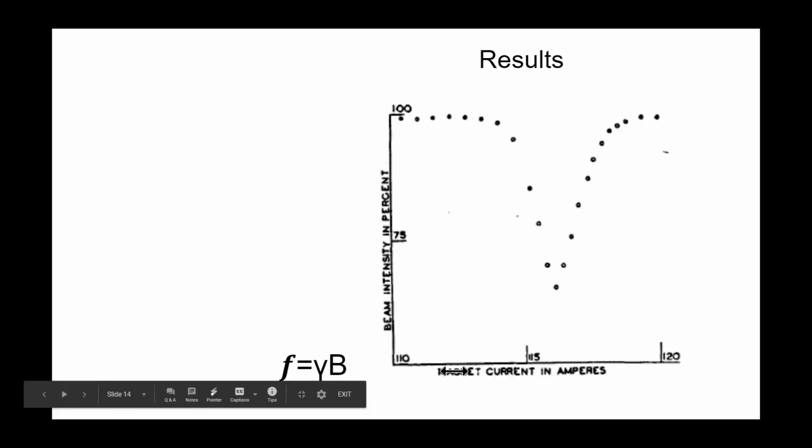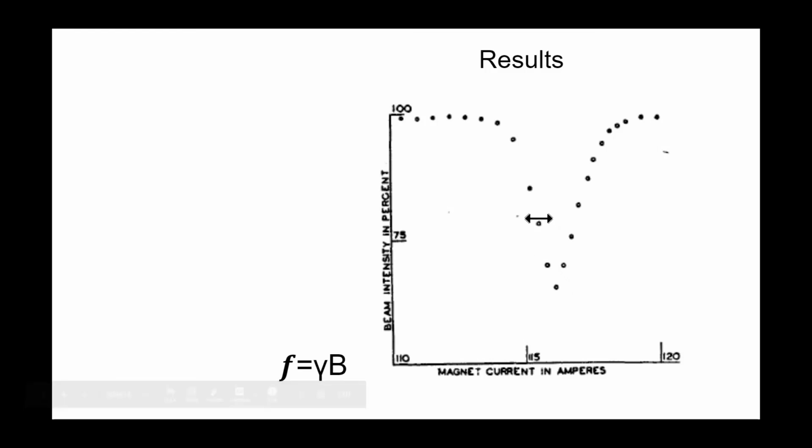So as they increase the current in the magnets, the frequency increases, and it is seen here that this right here is the resonant frequency where these particles are flipping and veering off. And just like that, NMR was proven.